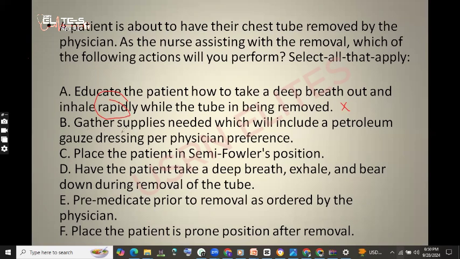Okay, so before we even look at the options, someone should tell us the right way. How should it be done? Don't say just in and out; some people might not understand. The patient should take a deep breath in and then out. It shouldn't be a deep breath out and inhale rapidly. Okay, thank you.